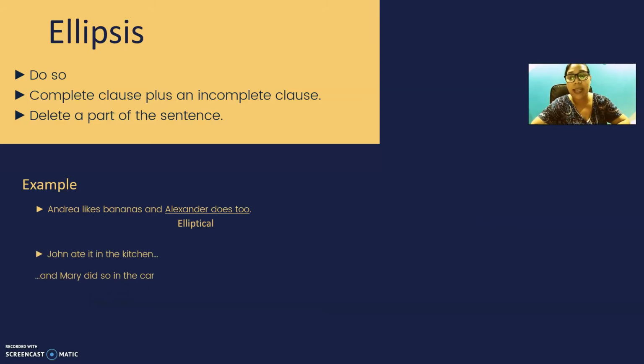Next, John ate it in the kitchen and Mary did so in the car. Here the constituent is ate it, because when we replace it with did so, it is understood that we are talking about the action of eating it.